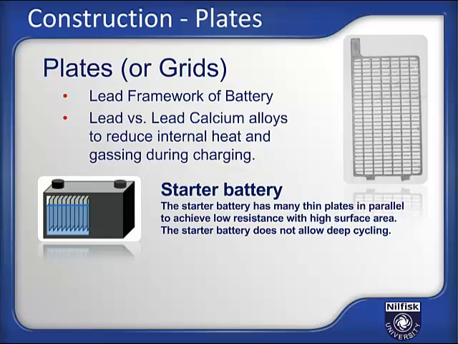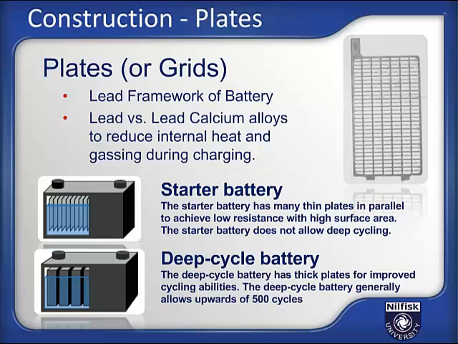In a starter battery, the battery has many thin plates in parallel to achieve a low resistance and high surface area. Basically, a starter battery does not allow deep cycling. A deep cycle battery, on the other hand, has thick plates for improved cycling abilities. A deep cycle battery generally allows upwards of 500 cycles. The total number of cycles depends on the depth of discharge of each cycle.